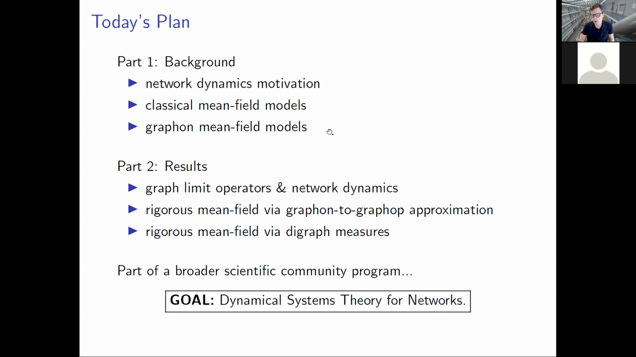All right, so the broader goal is a little bit of a community program, at least in the community where I'm from, applied nonlinear dynamics: you want to build a dynamical systems theory where the discrete mathematics of networks is visible and interwoven with the more classical dynamical systems aspects. And this talk contributes to a certain epsilon aspect of this entire broader community program.